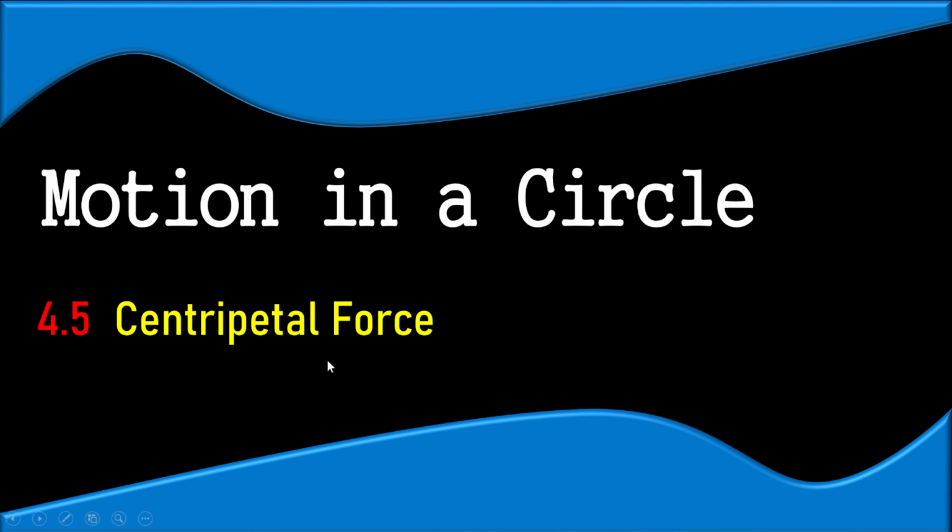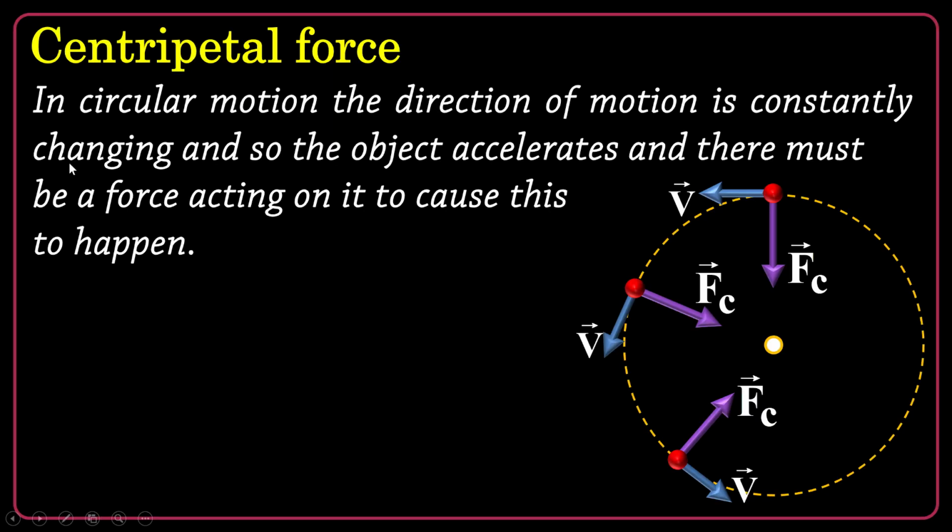Now let's learn centripetal force. You remember in the previous video I told you that in circular motion the direction of motion is constantly changing. Why? Because velocity is a vector always tangent to the circular path, and it's changing its direction. So the object accelerates, and there must be a force acting on it to cause this to happen.